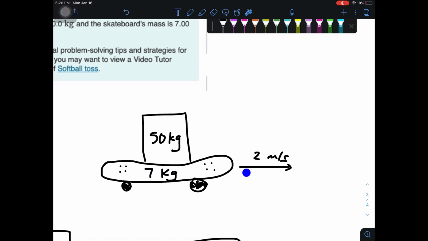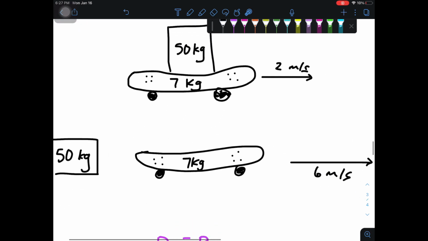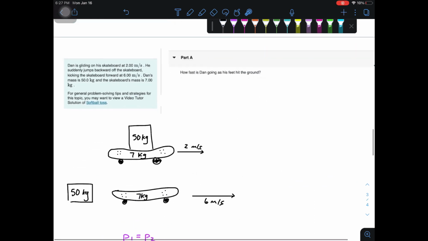So here's the 7 kilogram skateboard, and Dan is just a box at 50 kilograms, and together they're traveling at 2 meters per second. After this type of explosion, these two masses will separate, and as a result, the skateboard is going to be moving at 6 meters per second, but the problem is asking us how fast Dan is going. So we know the velocity and the mass of the skateboard after this explosion, but we are trying to find the missing piece, which is Dan's velocity.